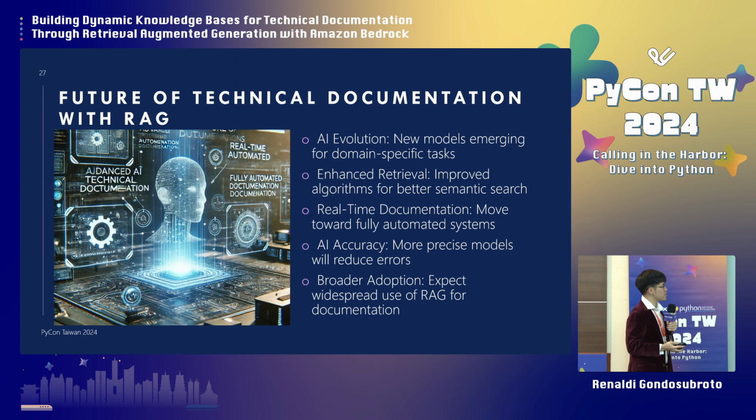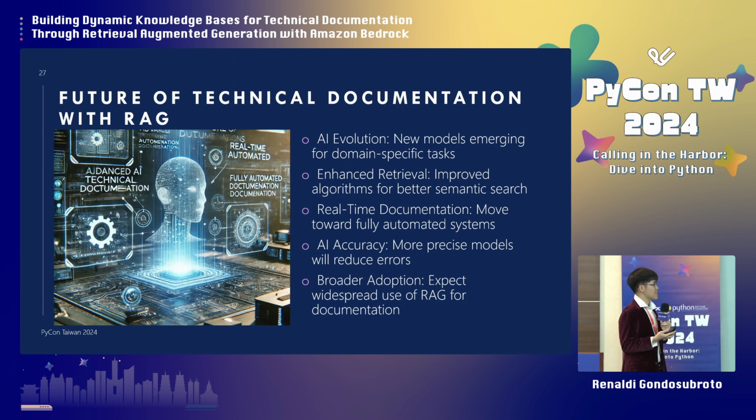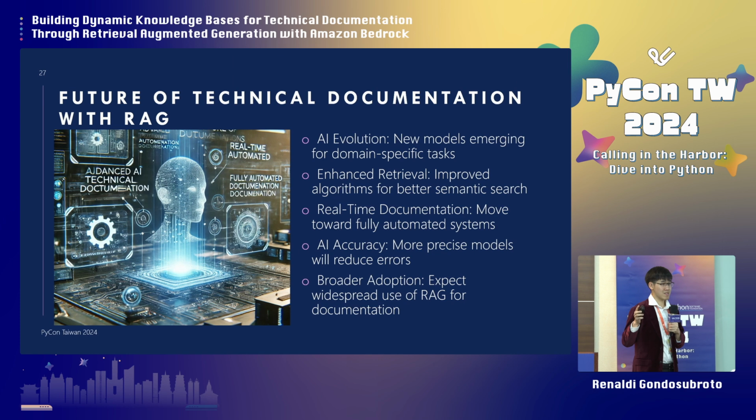So I see the future of RAG, with AI evolution and new models emerging for domain-specific tasks. I feel like more models will be geared towards, for instance, maybe finance or maybe even developer documentation. Right now, most of the models that we have, which you can see over here, like DALL-E or Stable Diffusion, we want to generate images. Llama or Claude, pretty much general text still. But I feel like there will be new models eventually emerging to solve different domains.